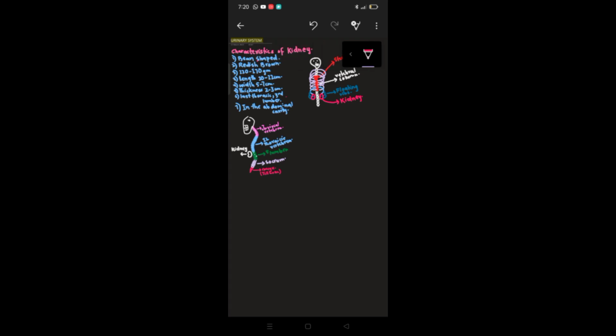Now we should know the structure of the kidney, like how the kidney looks. As I told you, the characteristics of the kidney: it is bean shaped, reddish brown. Like what's the internal structure of the kidney? Now we should look at that as well. So I am going to make it here.